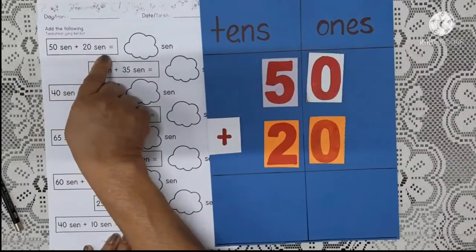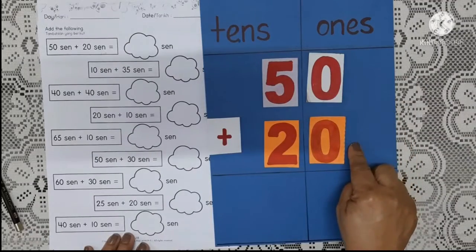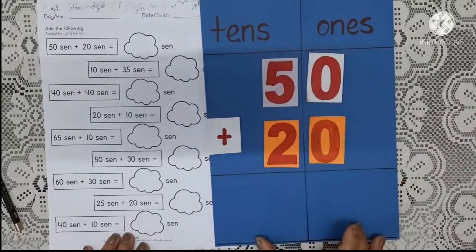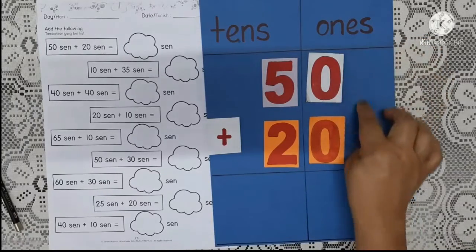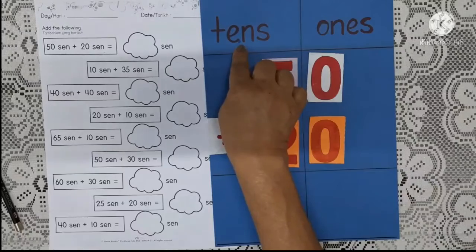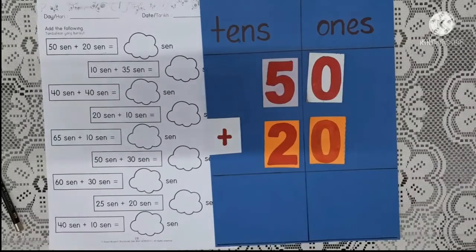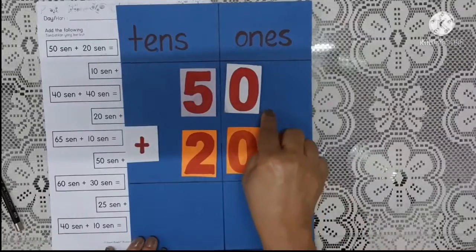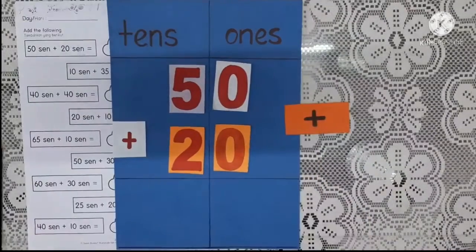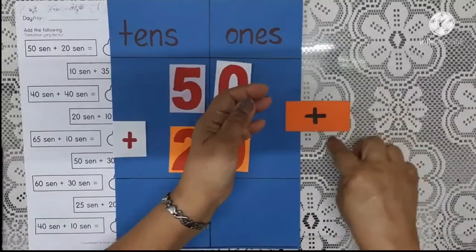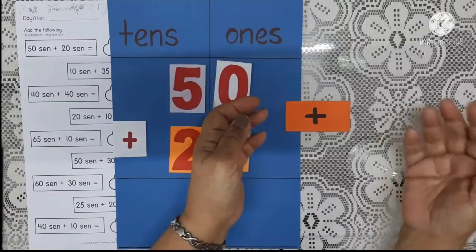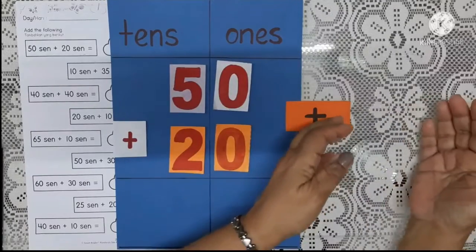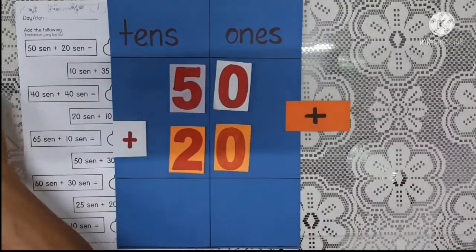50 cent plus 20 cent. Now this is called the vertical form. We are going to do this exercise in the vertical form. We have to start with the column ones first. Then we go to the column tens. Now let's add 0 plus 0. Can you see any number? No, because 0 and 0 does not equal to any number other than 0.